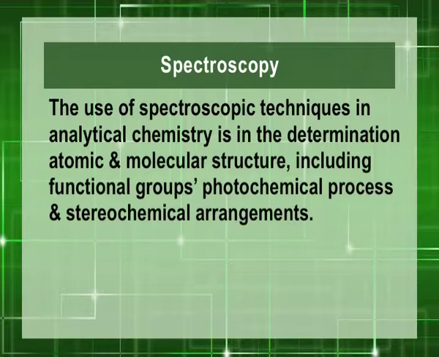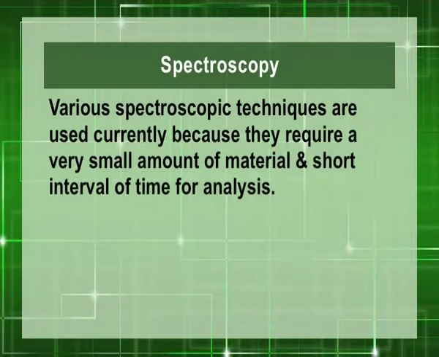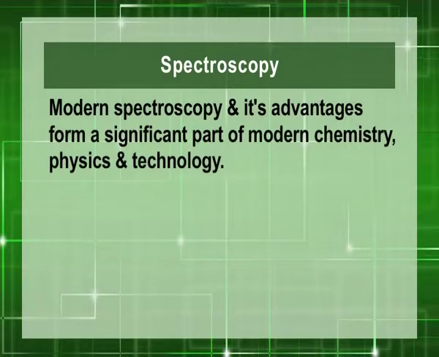The use of spectroscopic techniques in analytical chemistry is in the determination of atomic and molecular structure, including functional groups, photochemical processes and stereochemical arrangements. Various spectroscopic techniques are used currently because they require a very small amount of material and a short interval of time for analysis. Modern spectroscopy and its advantages form a significant part of modern chemistry, physics and technology.